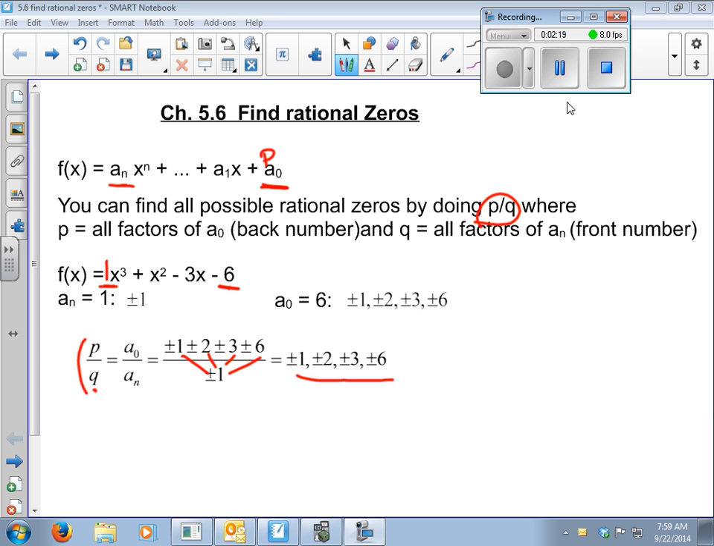Now that doesn't mean you're going to use all of them. There are actually 8 numbers listed here. This is a third degree equation, which means you're going to be looking for 3 possible solutions. Those solutions could come out of this list.